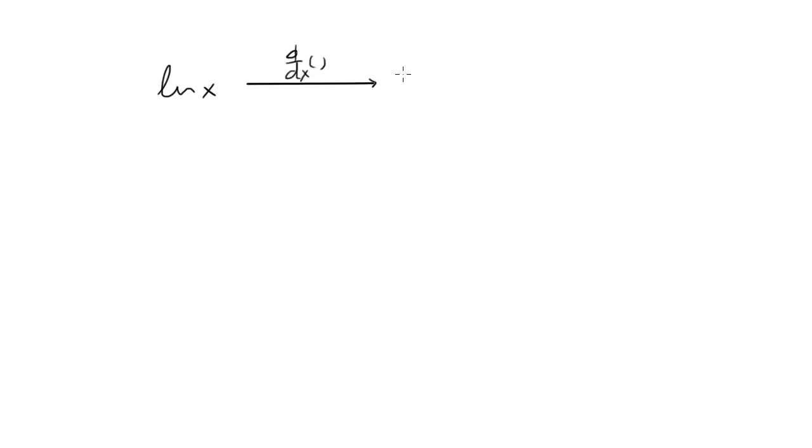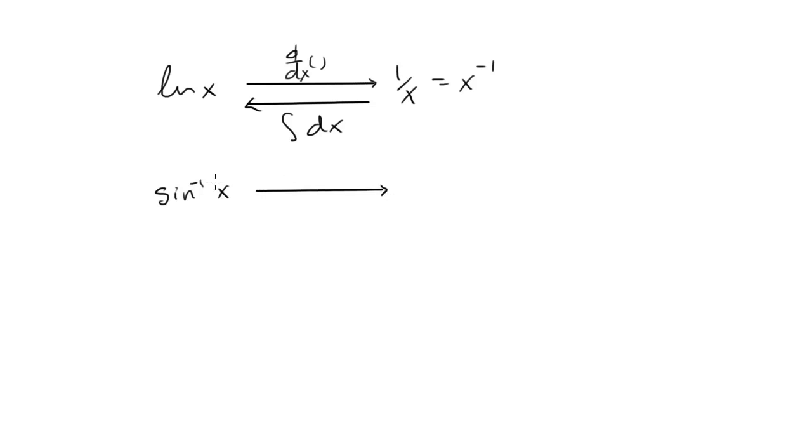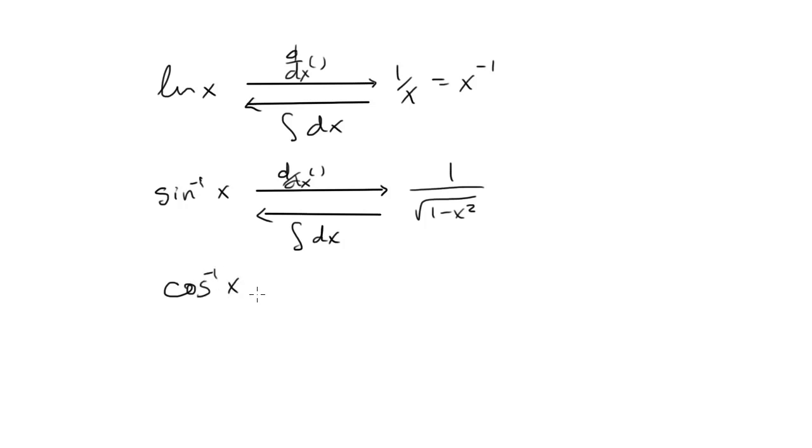Derivative of natural log is 1 over x. So the integral goes the other direction. Derivative of inverse sine, 1 over square root of 1 minus x squared. Integral goes the other way. Inverse cosine, same thing with a negative. And inverse tangent, 1 over 1 plus x squared.